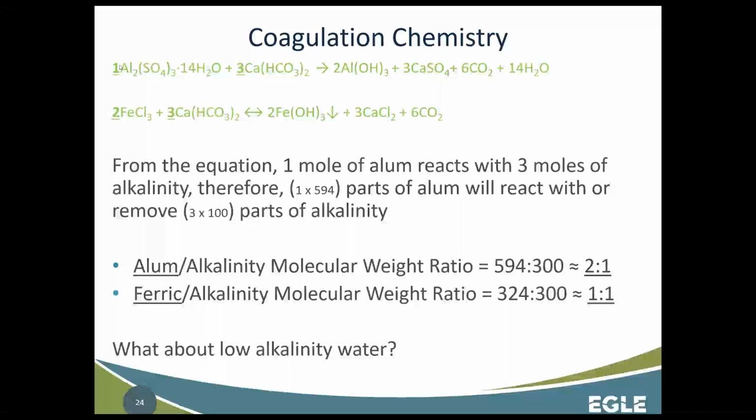And so here you can see we've got Al2. So there are 2 aluminums here and 2 ferrics here because there are 2 moles of ferric chloride, whereas in the alum, there are 2 aluminum ions in 1 mole of alum. But if you were looking at it here, you would think that it's 2 to 1 alum to alkalinity. That might lead you to believe that alum is going to consume less alkalinity.